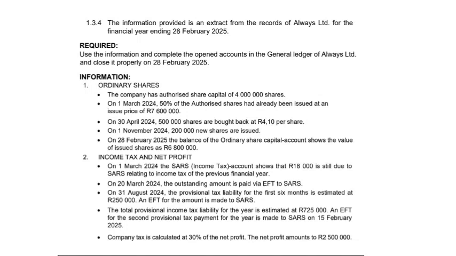The total provisional income tax liability for the year is estimated at 725,000 Rand. An EFT for the second provisional tax payment for the year is made to SARS on 15 February 2025. Company tax is calculated at 30% of the net profit. The net profit amounts to 2,500,000 Rand.